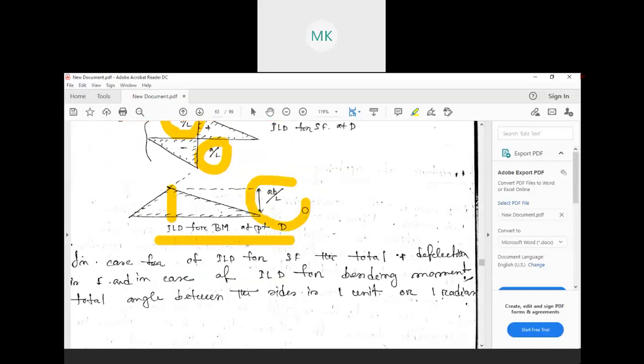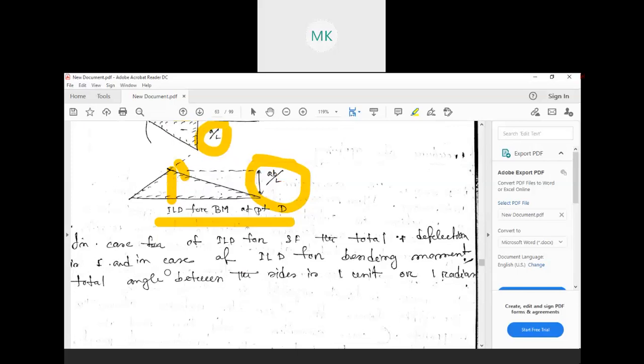nothing but AB by L, and this angle should be 1 radian or 1 unit. So in case of ILD for shear force, the total deflection is 1, and in case of ILD for bending moment, the total angle between the sides is 1 unit or 1 radian. Just remember these things: deflection should be 1, and the angle between the sides is 1 unit or 1 radian.